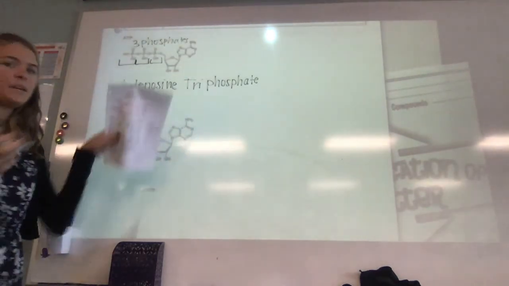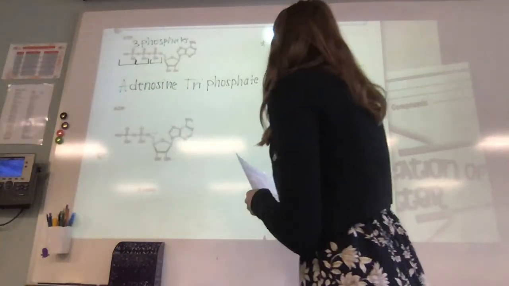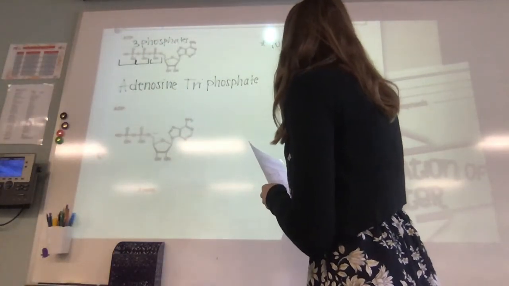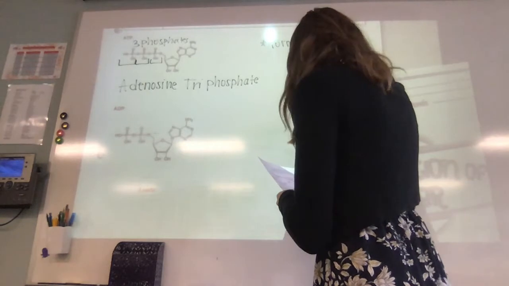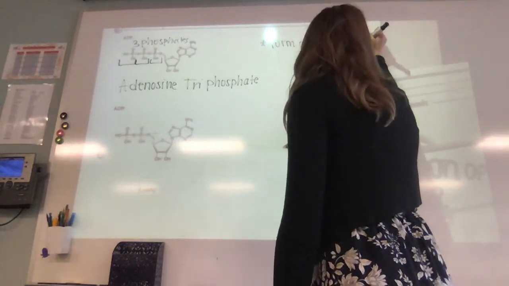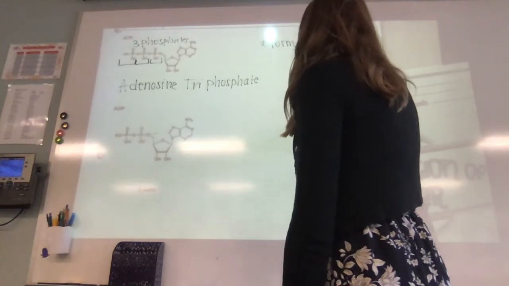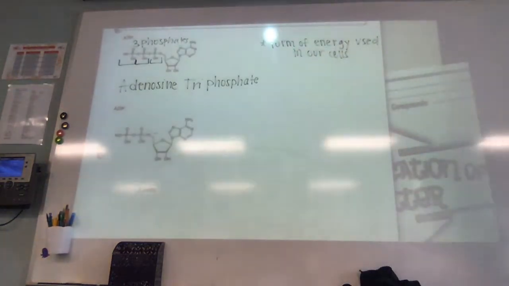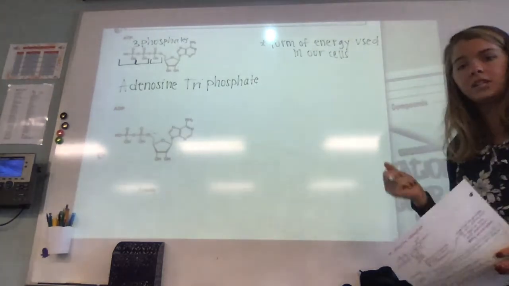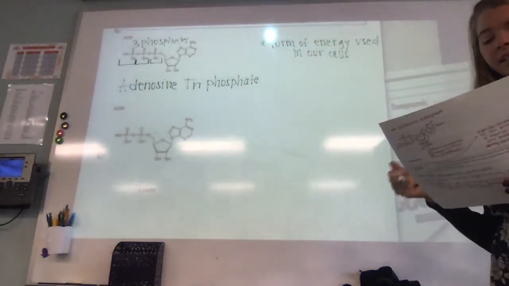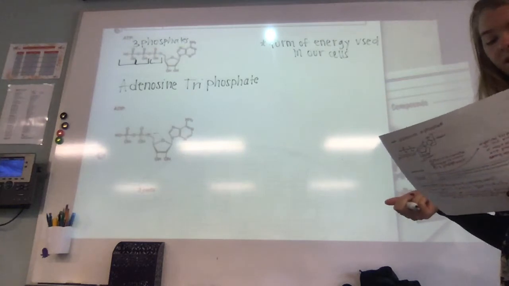And ATP is the form of energy used in our cells. So you right now have ATP everywhere in your body. Your body's using it to breathe, to walk, to write, to listen. You're using ATP for everything.